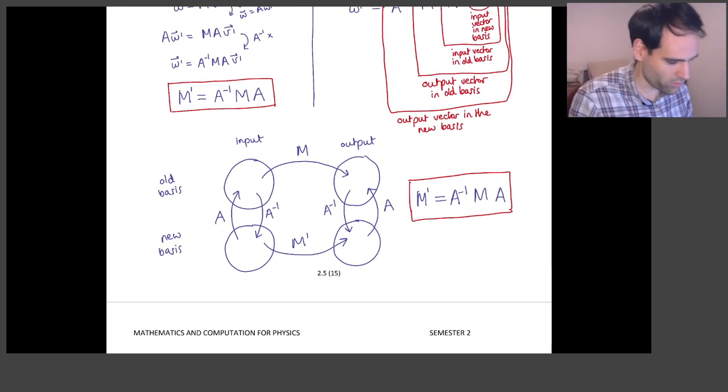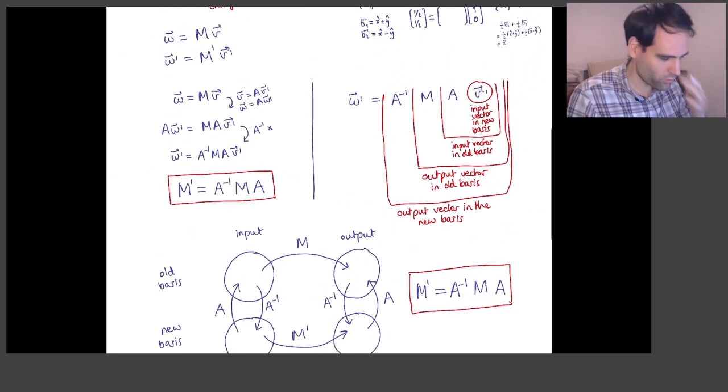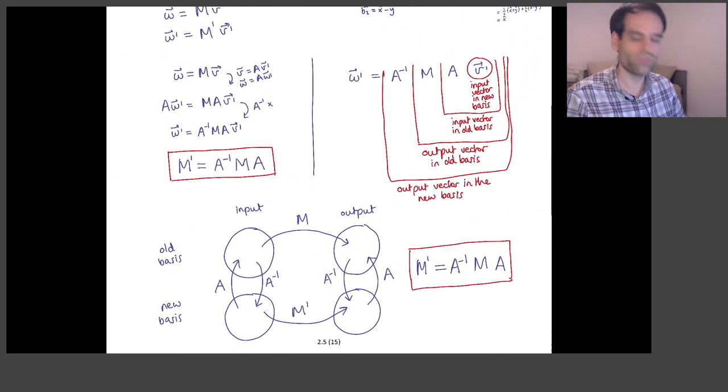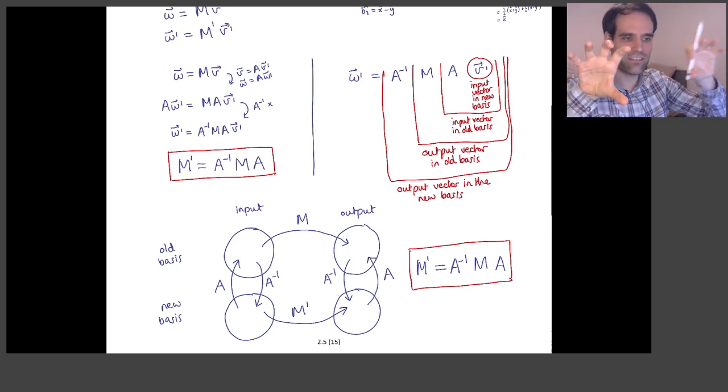Okay, so I showed you several different ways to arrive at the same result: that to change the basis of a matrix, you need to use the inverse and the change of basis matrix on both sides. Okay? Good.